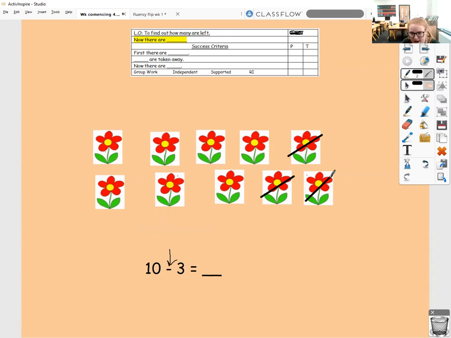Have 3 been taken away? 1, 2, 3. So first there were 10, then 3 were taken away. So that's shown here. How many are left? This is asking us equals. It's asking us how many are left.